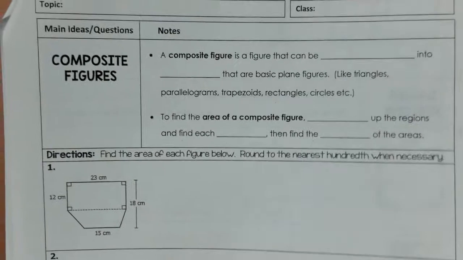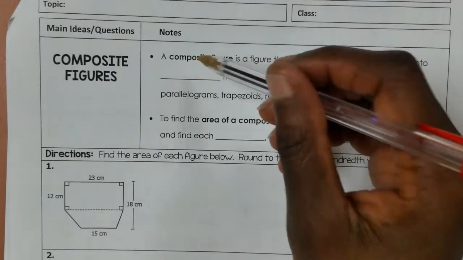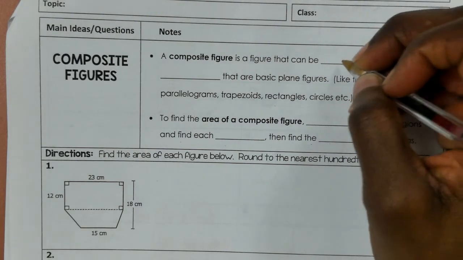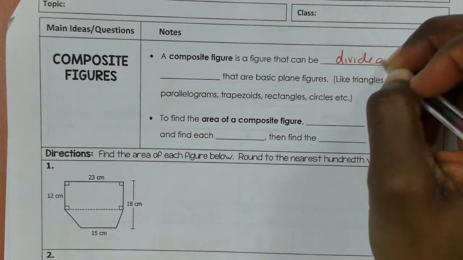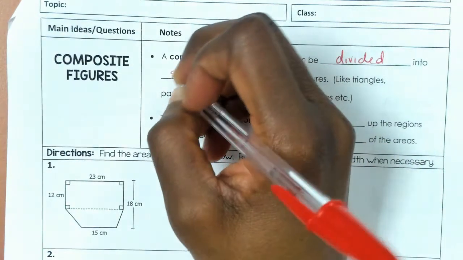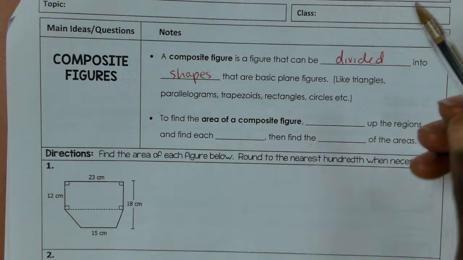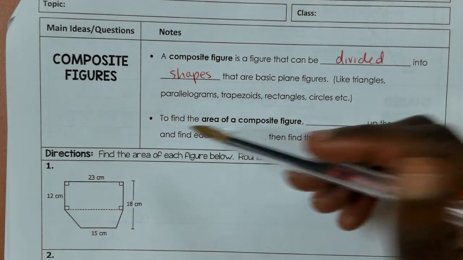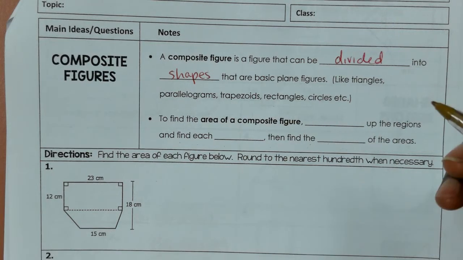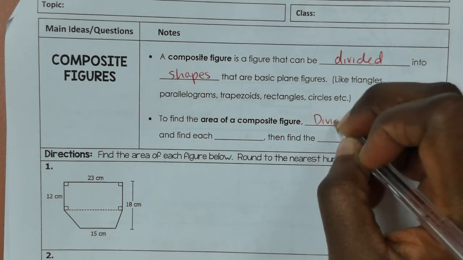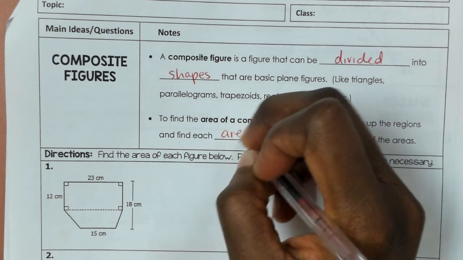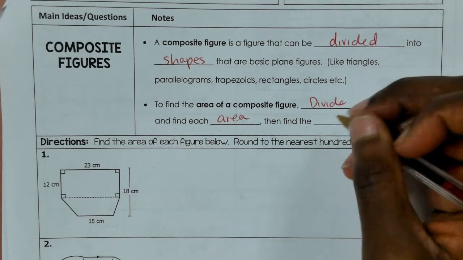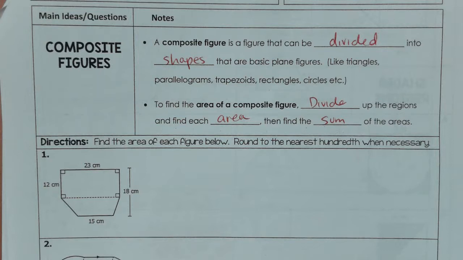Then on the back, this page you're doing composite area. The composite area is just a sum of a bunch of other areas. It's a figure that can be divided into shapes that are basic figures, like a triangle and a rectangle, or a trapezoid and a circle. To find the area of a composite figure, you divide up the regions, find the area of each, and then sum the areas together.